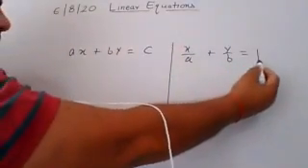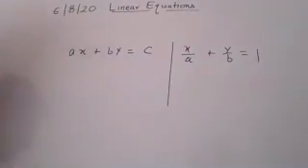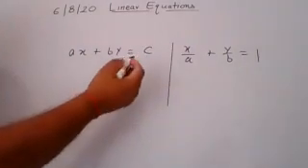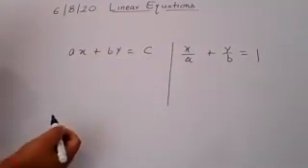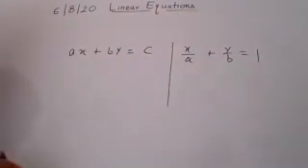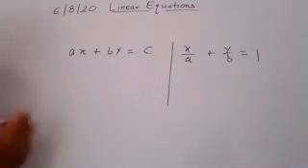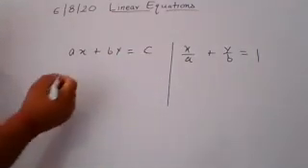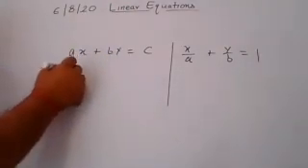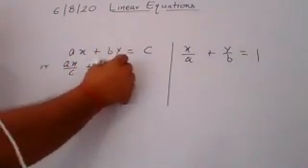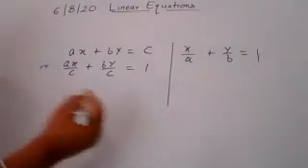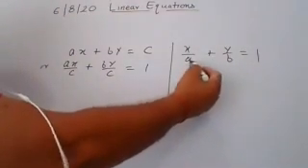Here you see that your right side is 1. So how do you get 1 in place of c? Anyone? If you divide by c each of the terms, you can write ax upon c plus by upon c, and on this side you have 1. Understand?